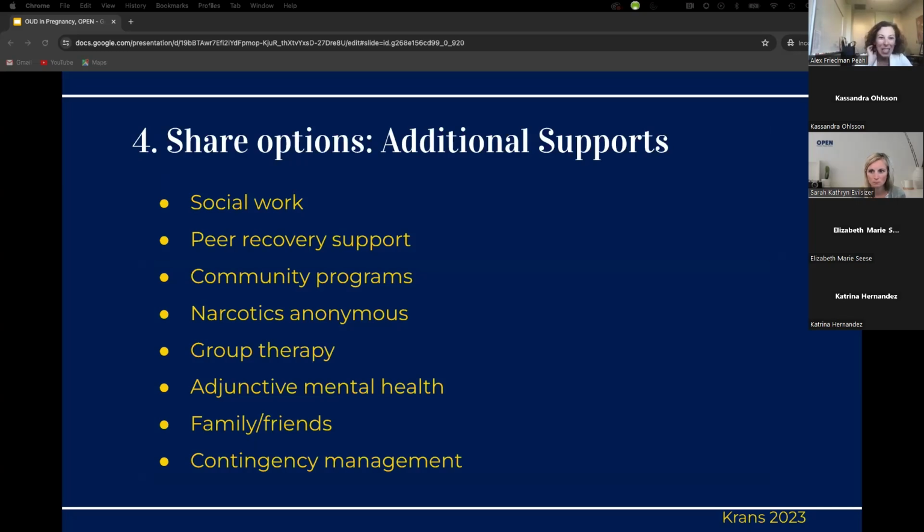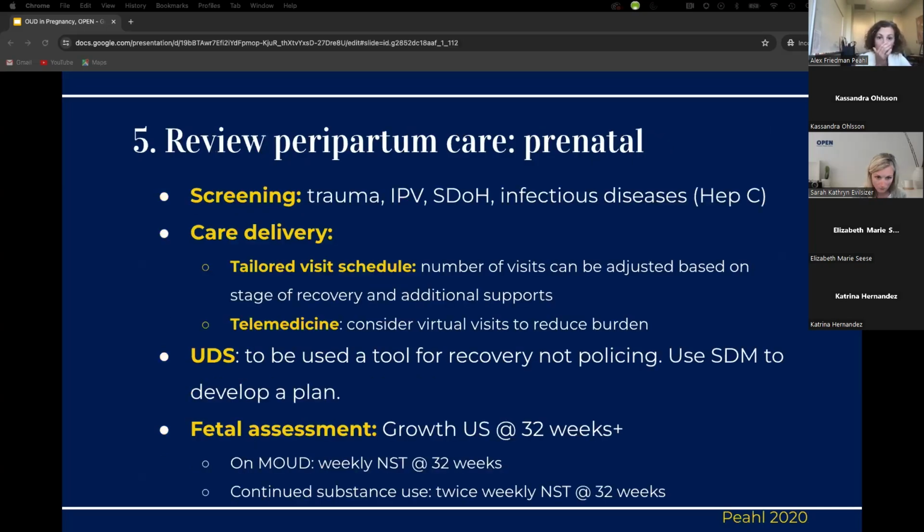We've mentioned the team throughout this presentation. I just want to highlight the variety of additional supports that patients can lean on as they move through their transition to medication for opioid use disorder and into their recovery. It's important to set expectations for the duration of care and really use a trauma-informed approach. Letting people know what's coming is part of that trauma-informed care.